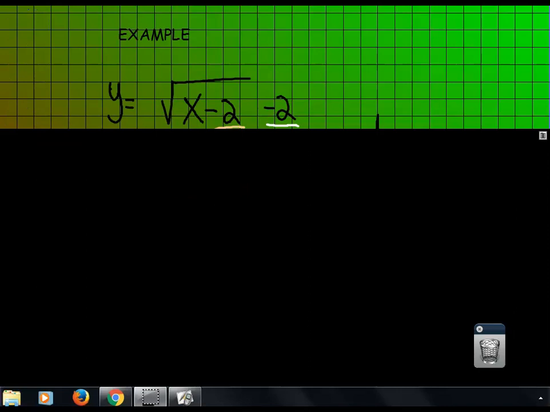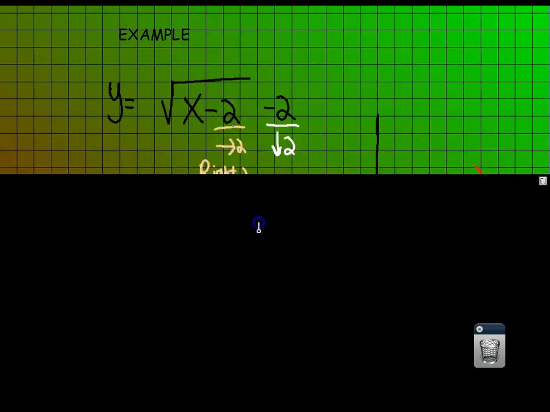Now, what is this graph doing? Well, it's a square root because I've got no index written there, so it's 2. Now, I know this transformation on the outside is going to be going down 2 units. This transformation inside, opposite, so it's negative. I'm going to be going to the right 2 units.